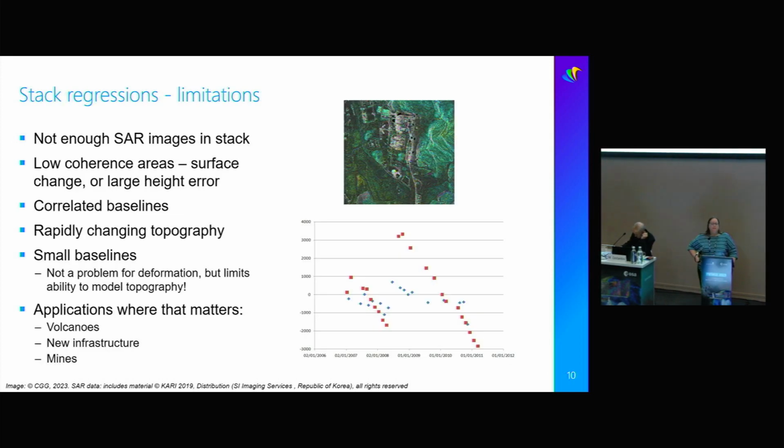But there are some limitations to this. Sometimes there won't be enough SAR images in the stack, particularly if you're working with commercial data. You don't have your nice 6 or 12-day Sentinel acquisitions. You have to work with what you've got. You also can't do these stack-based regressions anywhere where you have varying coherence, or where there are periods of time where you don't have coherence.